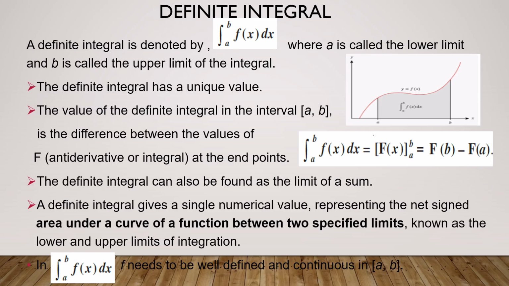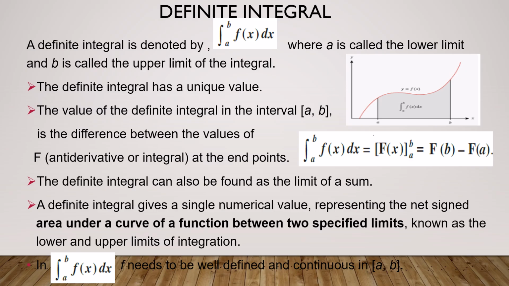The value of the definite integral in the interval a to b is the difference between the value of F at the end points. Basically, F is the antiderivative or the integral. The definite integral can also be found as a limit of a sum. This is a special case. Why? Because you know integration means it is summing up. So you can also have a definite integral as a limit of a sum. We will discuss examples based on this afterwards.